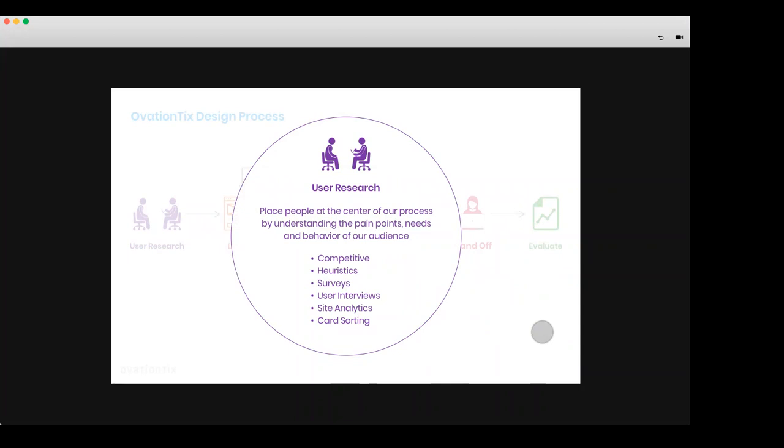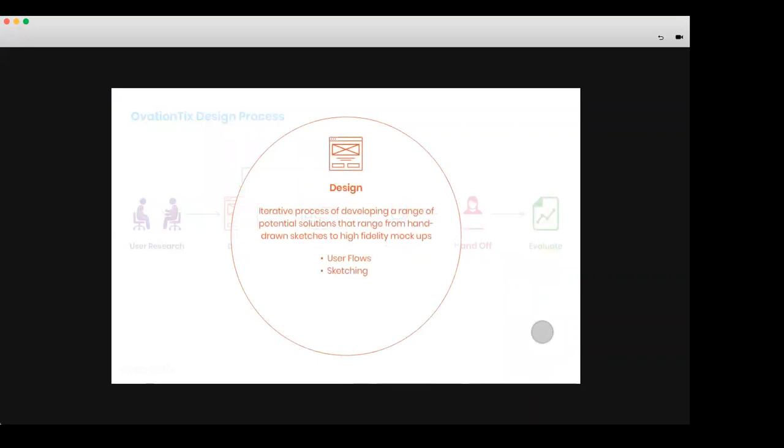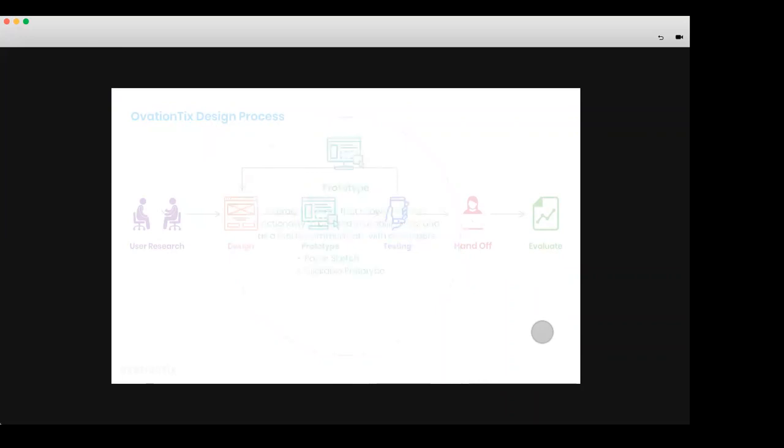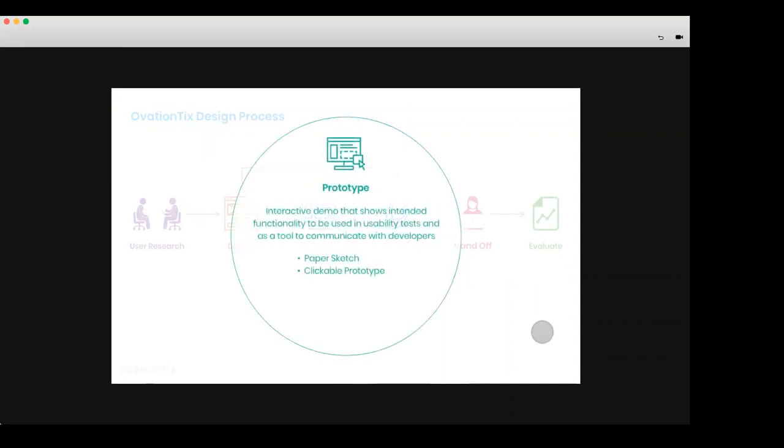The next phase of the design process is design. And here is where we create potential solutions that can solve those user pain points and user needs. And we do this by setting up brainstorming sessions with the team, sketching ideas, and turning those rough sketches into high-fidelity mock-ups. Once we're done with the design phase, we go on to the prototyping phase. And here's where we create an interactive demo of a feature that later can be used for testing or to communicate functionality to our developers.